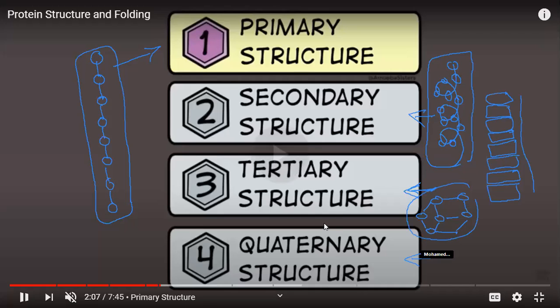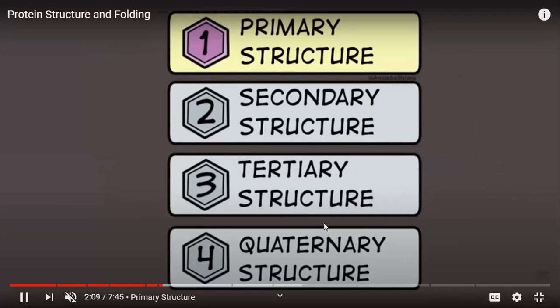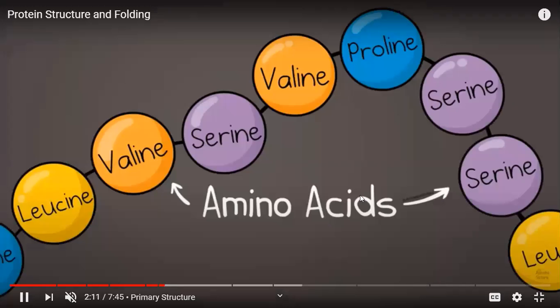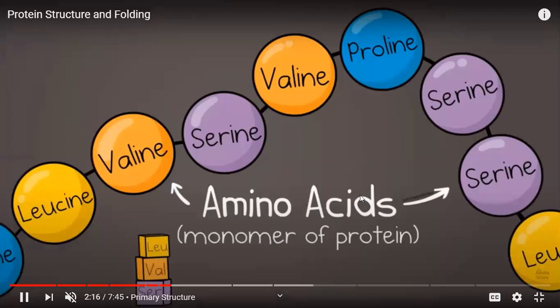Now, let's see this video together. This is a straight chain of amino acids, right? What do we call this? Primary, secondary, or tertiary? A straight chain. Primary. Great.